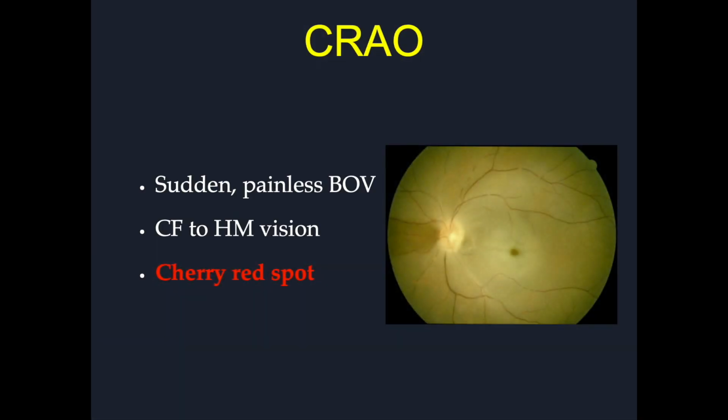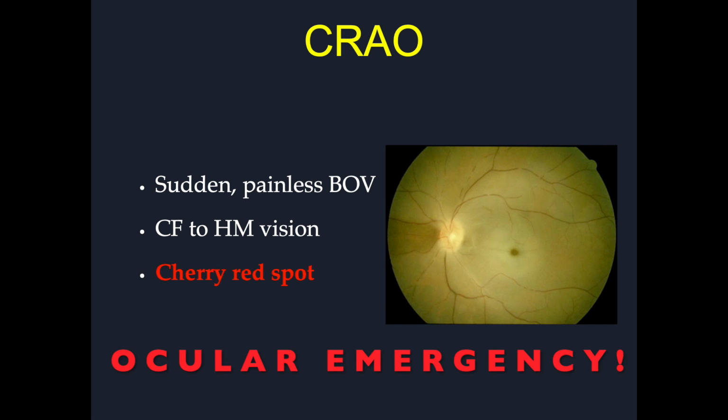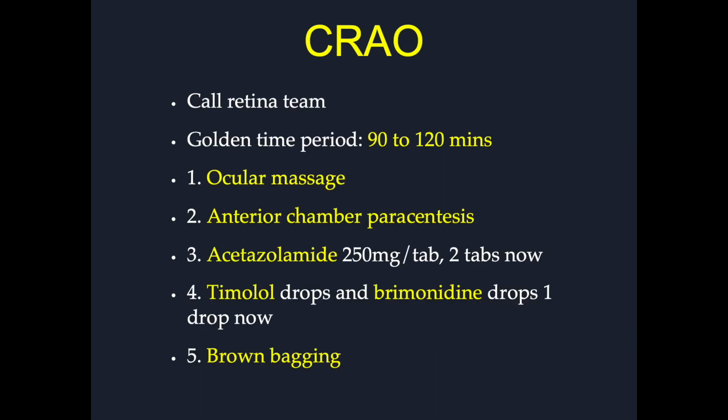So here's one: central retinal artery occlusion, or CRAO. A patient will complain of sudden painless blurring of vision. Vision is usually counting fingers or even hand movement, and the very famous cherry red spot, which doesn't really look cherry in this photo. And this is a true ocular emergency. So what should you do first? You need to call the retina team. There is a golden period of 90 to 120 minutes, or else there will be irreversible visual loss.